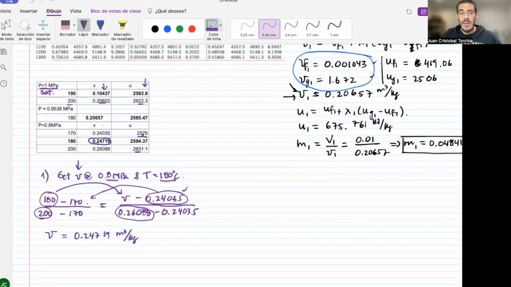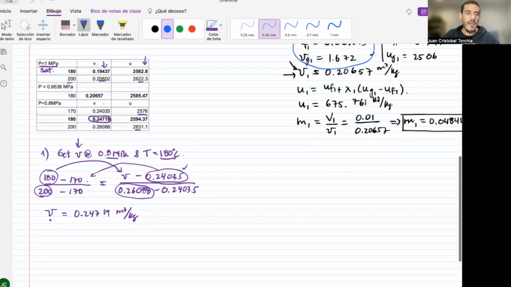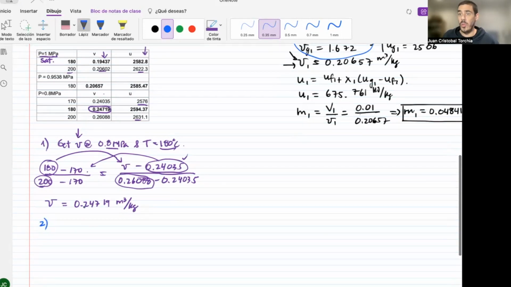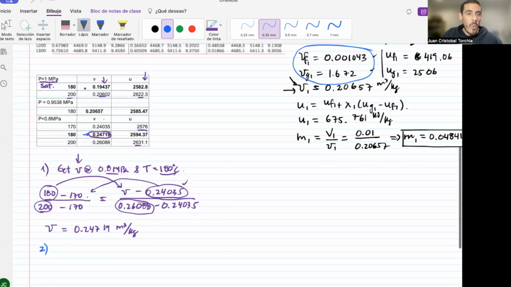Now, I know that you are looking at several numbers here that I have already solved, but I'm going to show you how I have done it. Now, let's go to another one. Let's put 2, okay? So 2, another interpolation. Now that I have these specific volumes at 180 degrees Celsius, which is a good thing, and these two things happen at this 1 megapascal, and this happens at 0.8 megapascals.